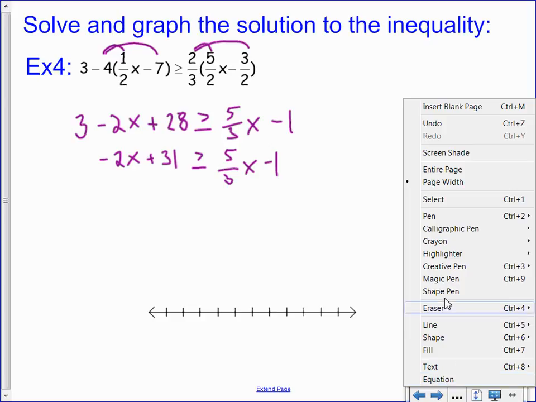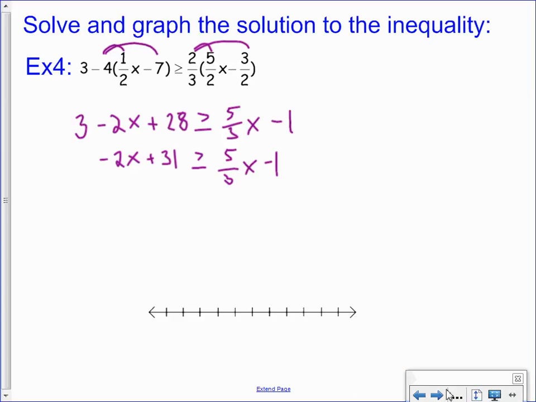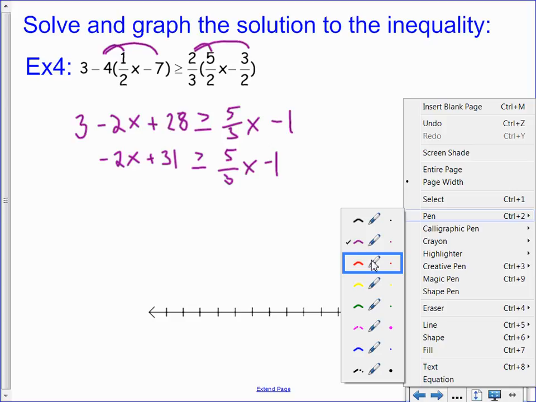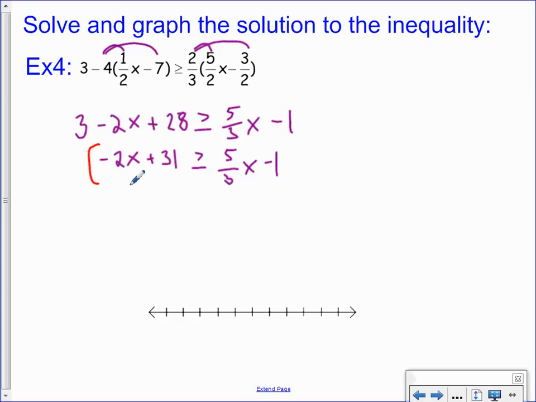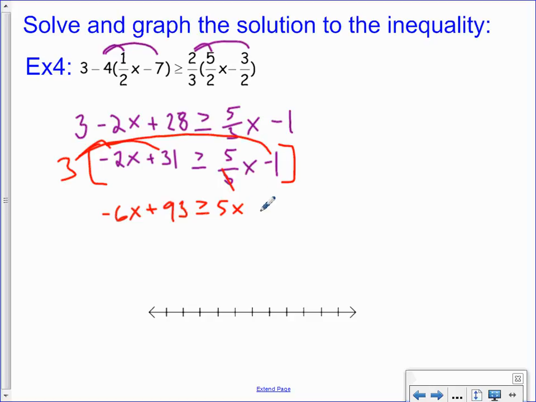We have a fraction. Okay. We have a fraction. So again, just get rid of that denominator by multiplying everything by that denominator. Right? So 3 cancels out, but don't forget to distribute that 3 to everything over there. Okay? So you get negative 6x plus 31 times 3 is 93 is greater than or equal to 5x. And don't forget to multiply that 3 to that negative 1. So you get a minus 3.